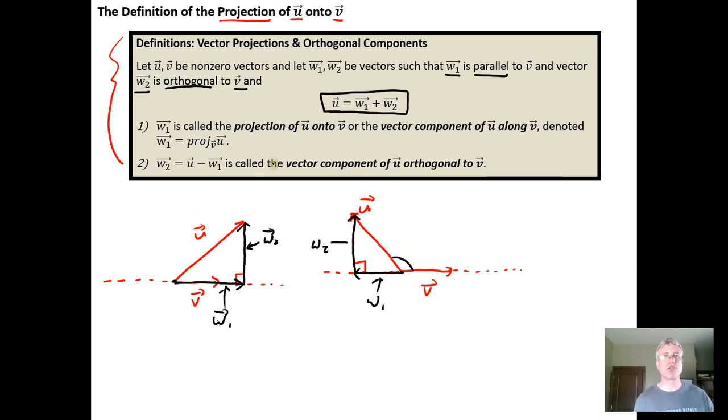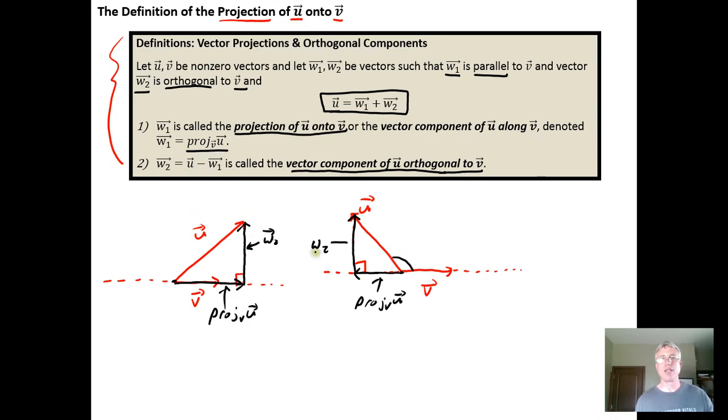And then we give w sub 1 a name. We call w sub 1 the projection of u onto v, and we denote it like this. It's more common to see it written as proj of u onto v, the projection of u onto v. And then the vector w sub 2 is the vector component of u orthogonal to v. Orthogonal because it's perpendicular to v.